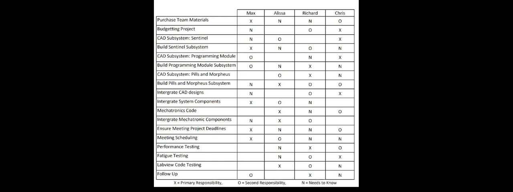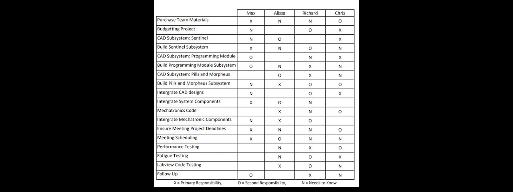The matrix is broken down into 3 categories: primary responsibility, secondary responsibility, and needs to know. To illustrate, take the example of fatigue testing. Chris is primarily responsible for fatigue testing because of his complementary role in developing the design. If the testing fails, he'll have to redevelop a new design.